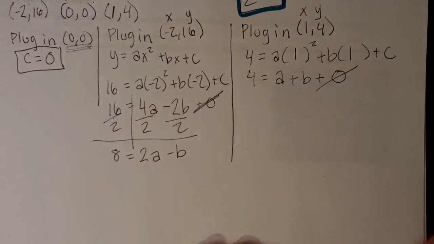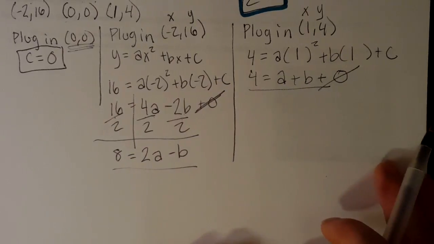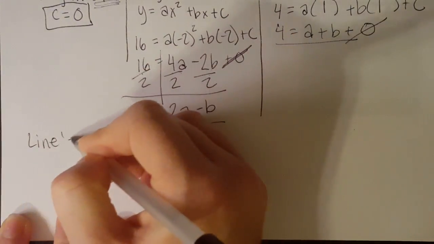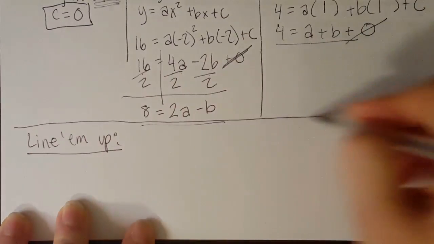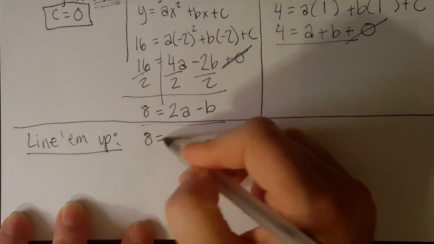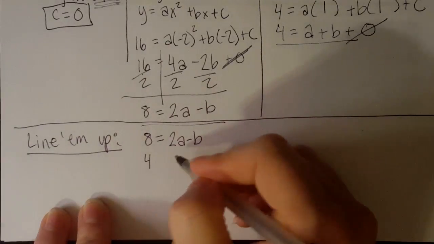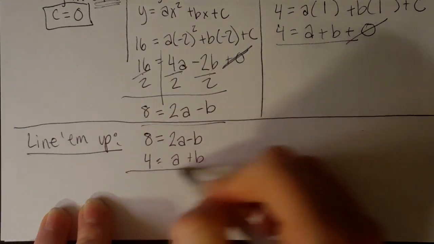Okay, so we have two equations with two unknowns, which means it's time to line them up. Line them up. Step 2. So I take my 2 with the A's and the B's. 8 equals 2A minus B, and 4 equals A plus B.